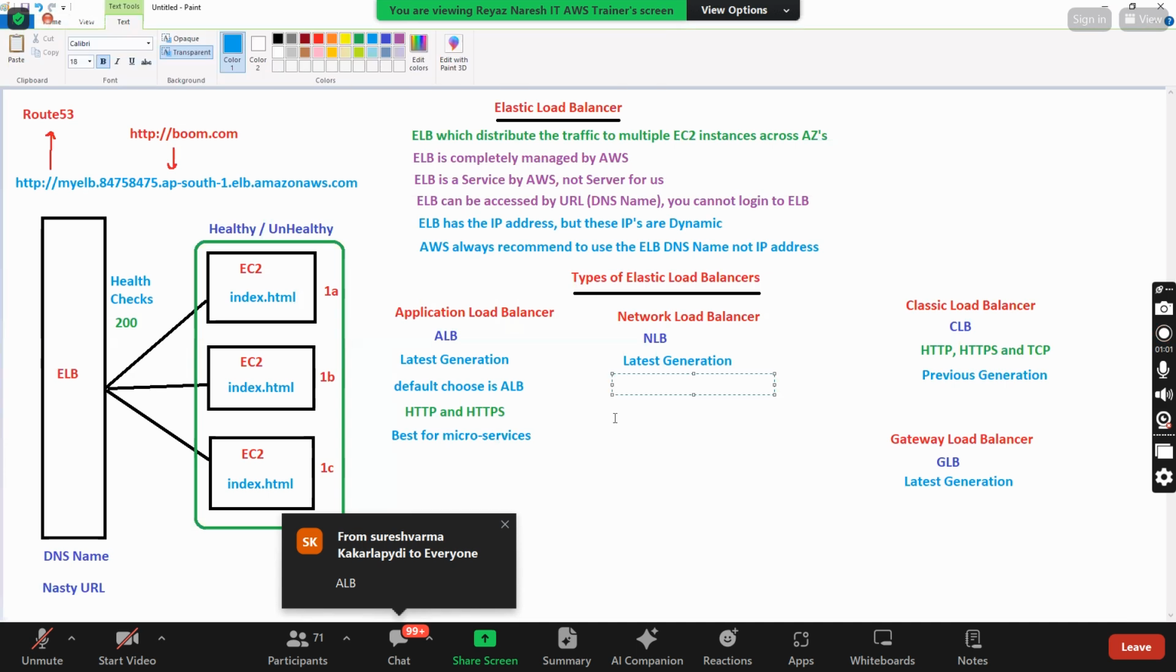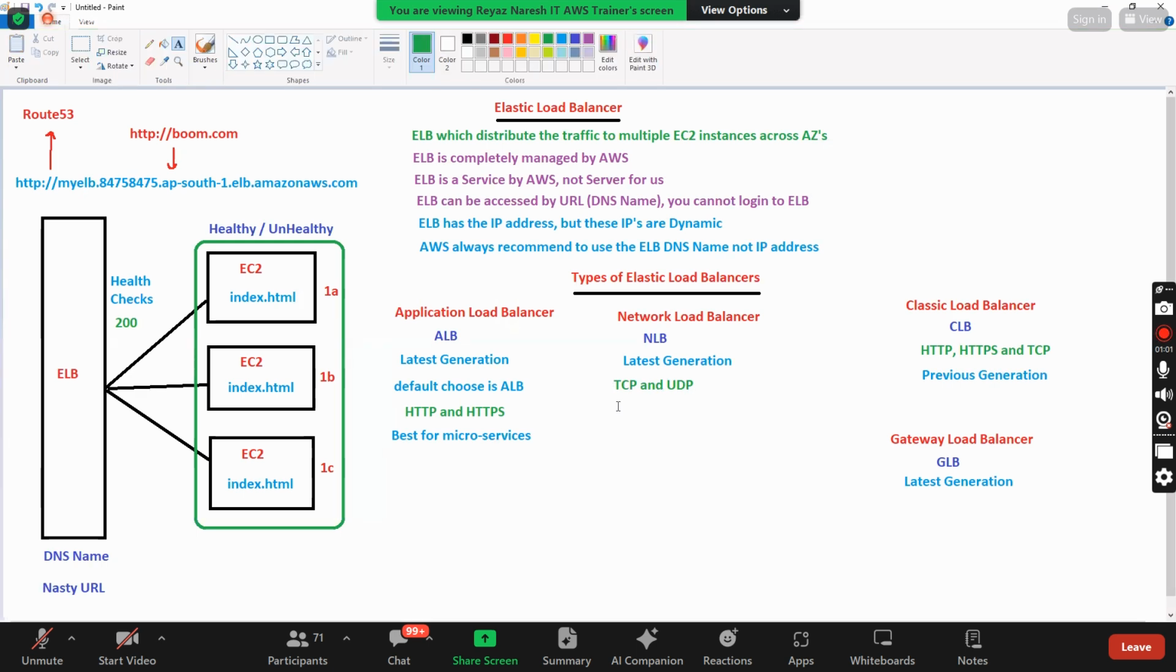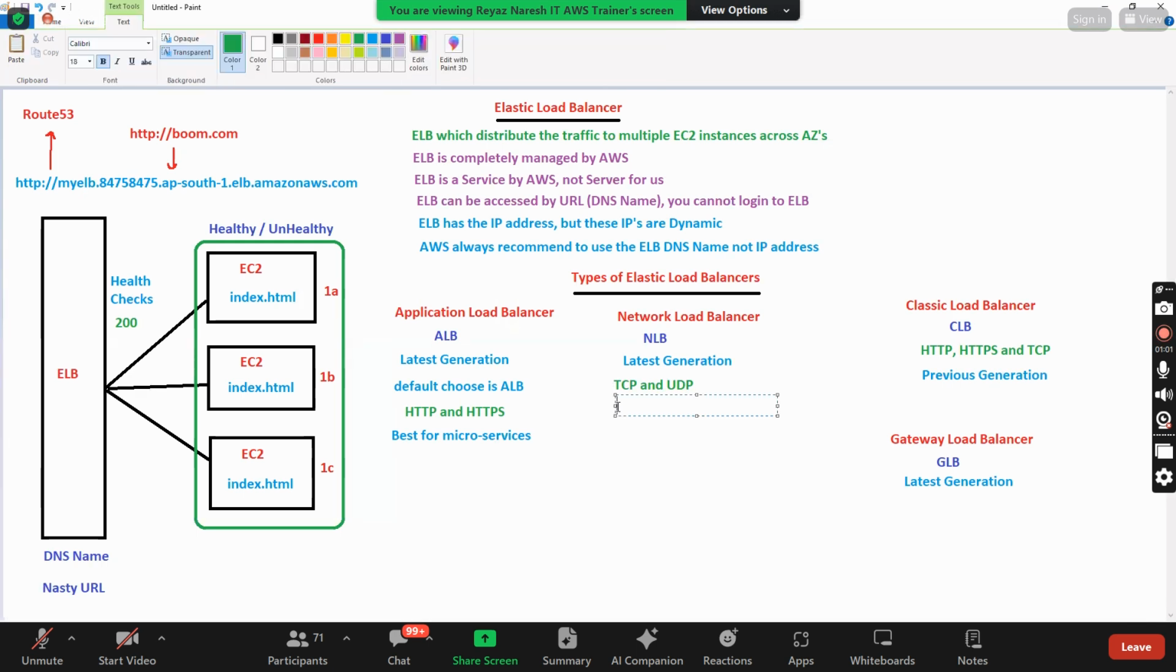So coming to network load balancer. This network load balancer works on TCP and UDP. When to use network load balancer? If you want to have extreme high performance on network level. This one is application level. This one is network level. If you want extreme high performance, which load balancer should you choose? Network load balancer. Extreme high performance, and it will work on network level.